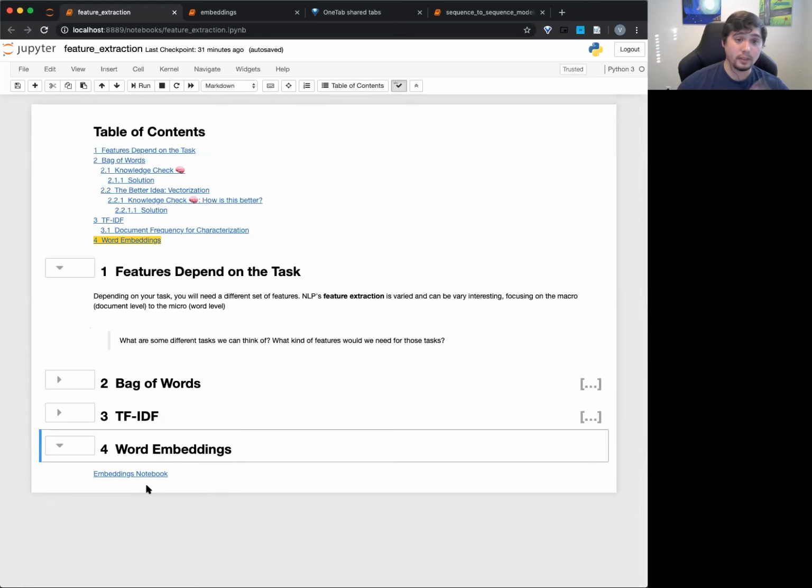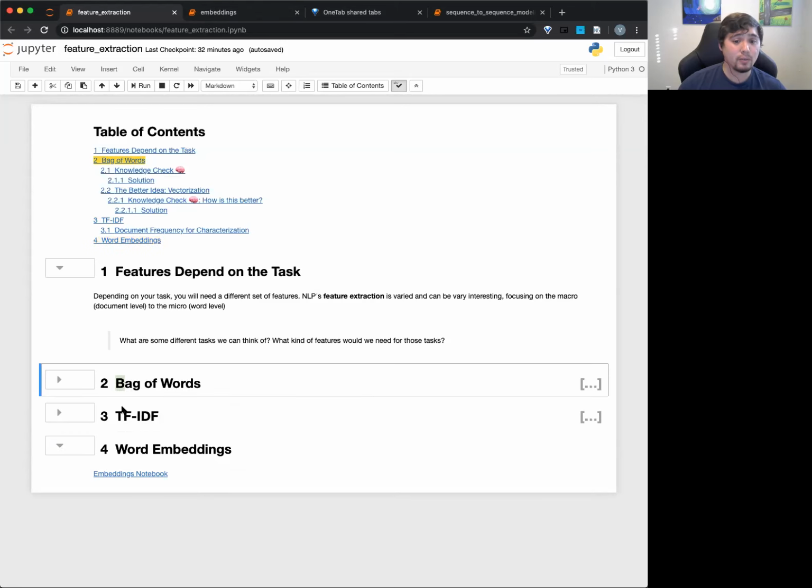I actually have a whole notebook on this, because I think we might have talked about embeddings in general in another study at one point, but we'll go into more detail specifically about word embeddings. Before I move on though, any questions about bag of words or TF-IDF?